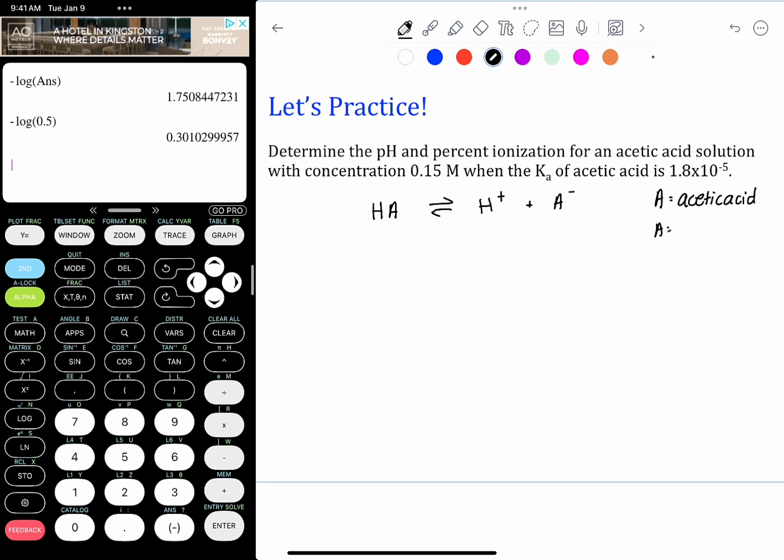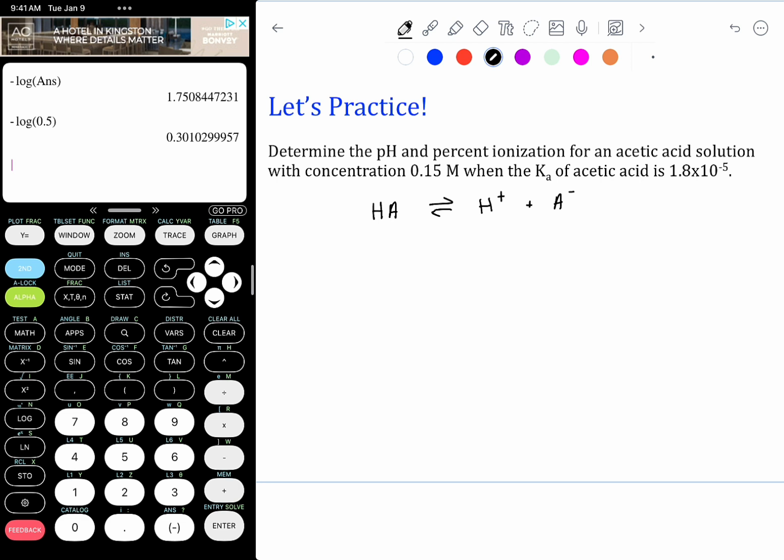A can also be formic acid. No matter what it is, it's going to be represented in the same way. So when you're doing these, the formula doesn't matter. We've seen from our previous ICE tables that no matter what was reacting, we didn't care what the actual formula was as long as we had the balanced reaction. Our balanced reaction for a weak acid problem is always HA is in equilibrium with H plus and A minus.